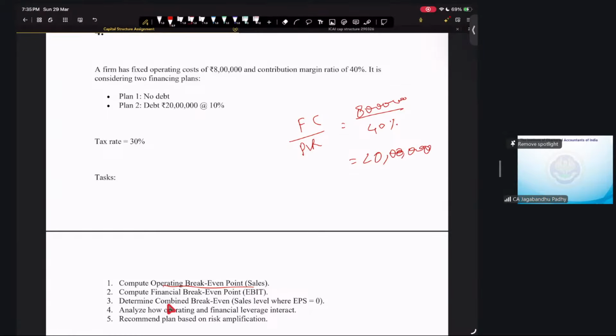Correct. Financial break-even point is interest plus preference dividend. There's no preference dividend, so only interest. So 2 lakh. 20 lakh is the operating break-even point, and financial break-even point is 2 lakh. Right, guys? Got it?